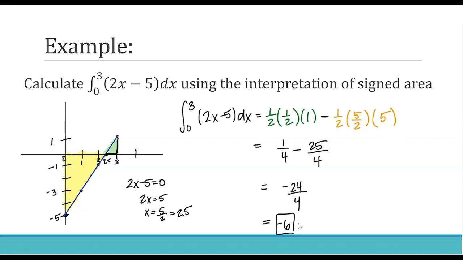So it's kind of a different concept than we're used to. We're used to thinking about area as only positive. If we're finding the area of a square, it's positive. But now it's got a different definition when it comes to a definite integral. It is possible to have negative area because we consider the area that's below the x-axis.